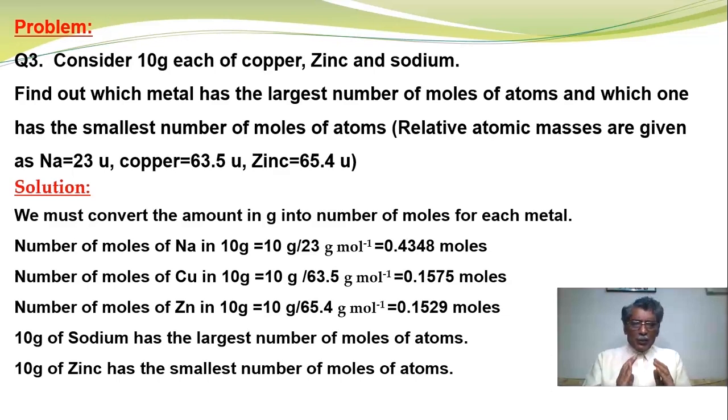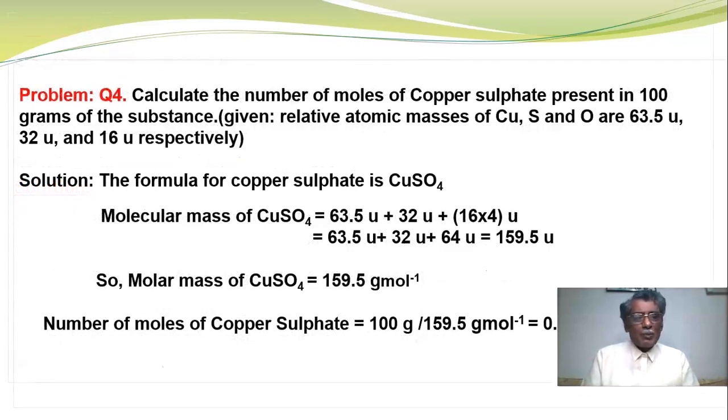Therefore, even though the amount of the chemical substance may be the same for different substances, the number of moles will be different because the molar mass is different from one substance to another, one compound to another compound.